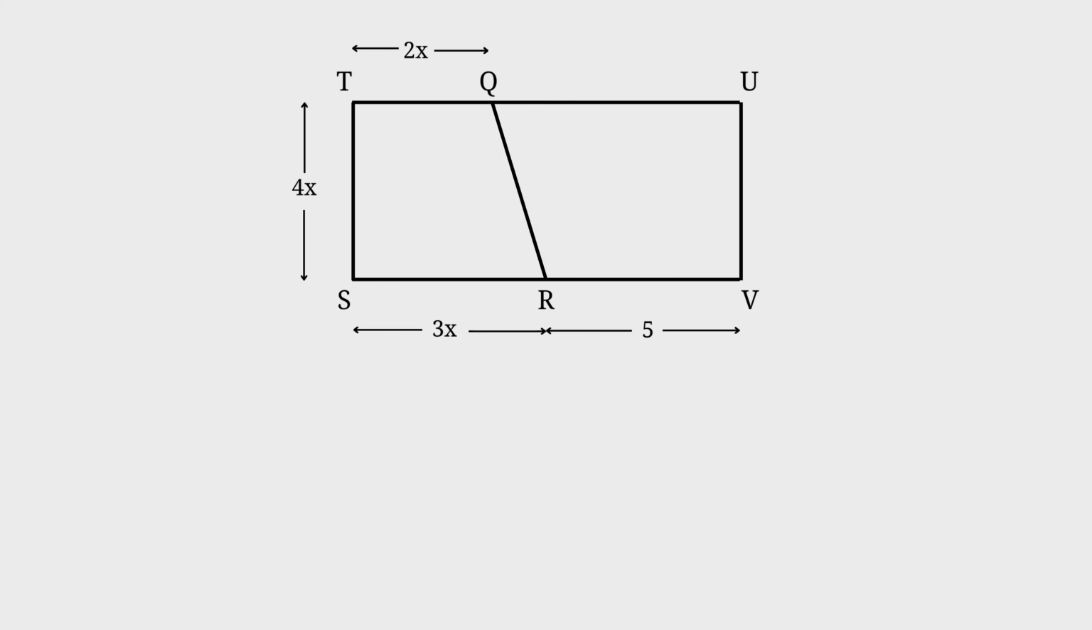Let's start by getting the length of QU. QU equals the length of SV, represented as 3x plus 5. Subtracting TQ, which is 2x, results in x plus 5.